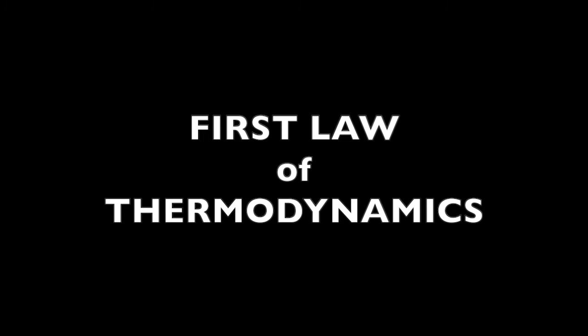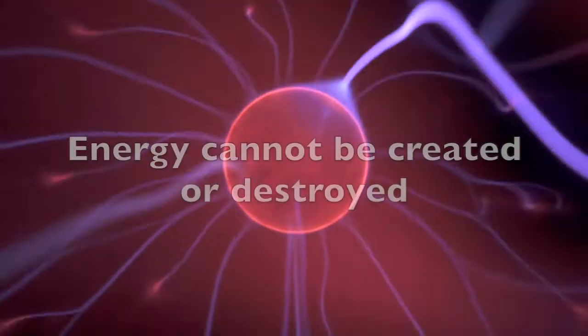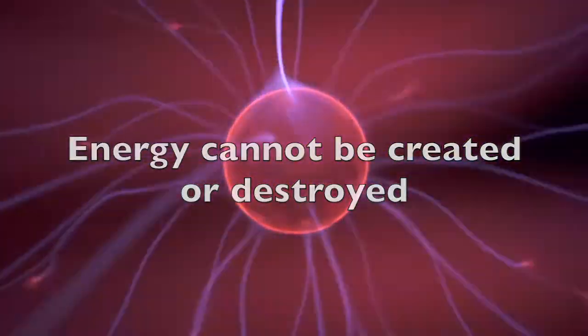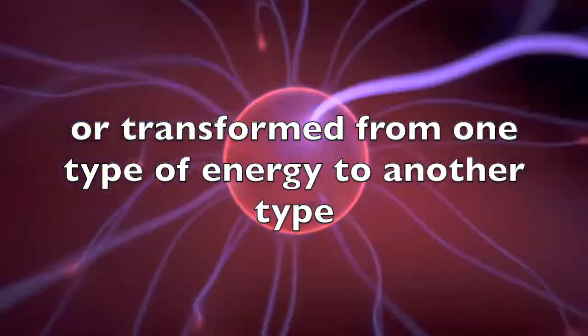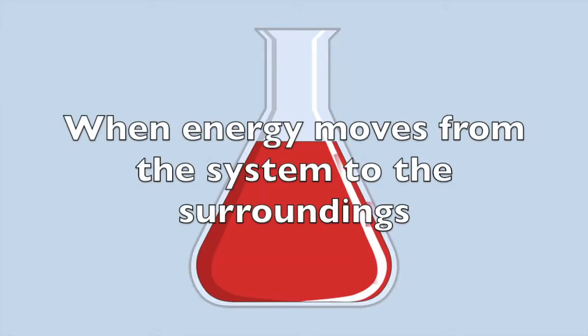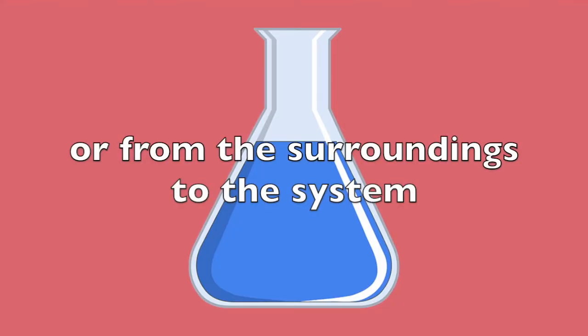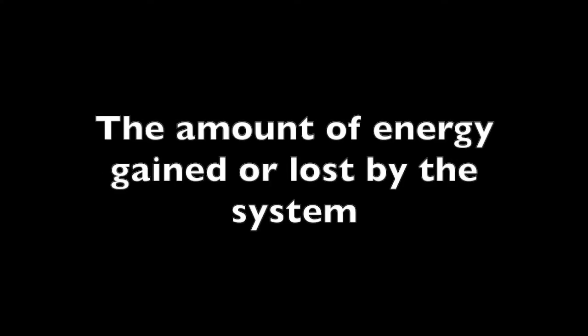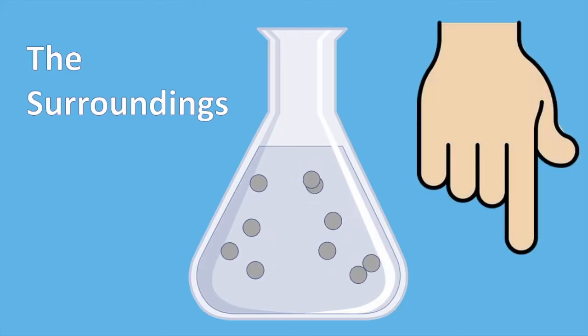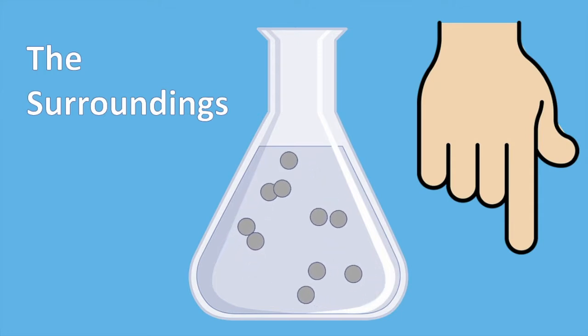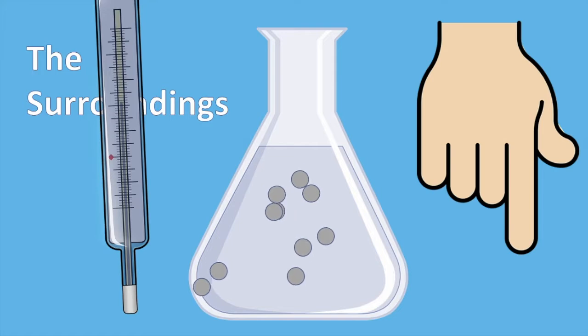Now let's talk a moment about the first law of thermodynamics. The first law of thermodynamics states that energy cannot be created or destroyed, but it can be moved from one place to another or transformed from one type of energy to another type. When energy moves from the system to the surroundings or from the surroundings to the system, the amount of energy gained or lost by the system must be equal to the amount of energy gained or lost by the surroundings. And this is why we can determine what's happening inside the system by knowing what's going on in the surroundings.